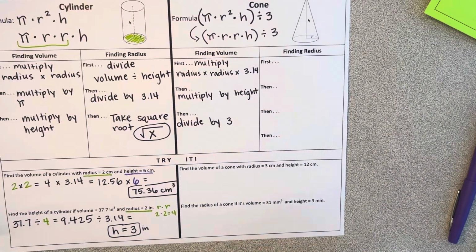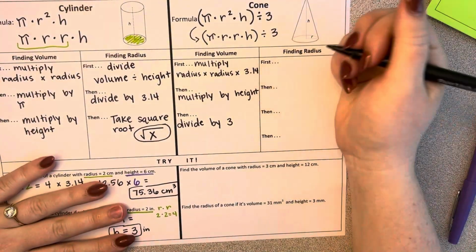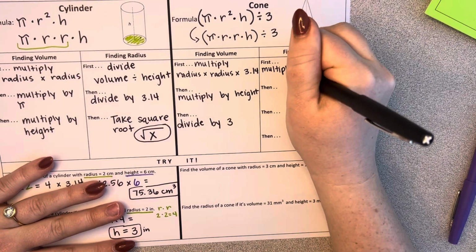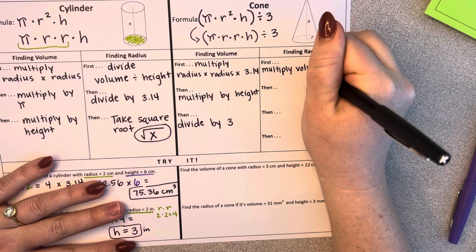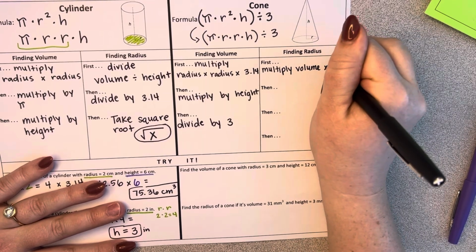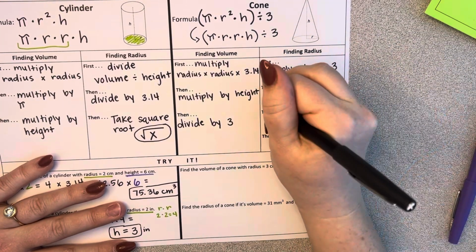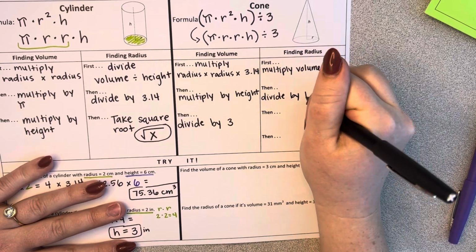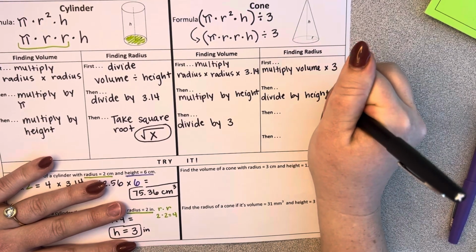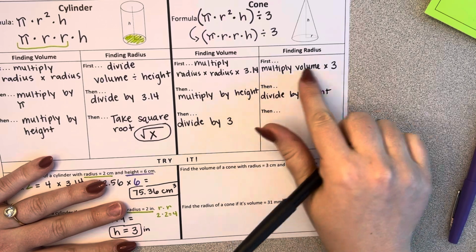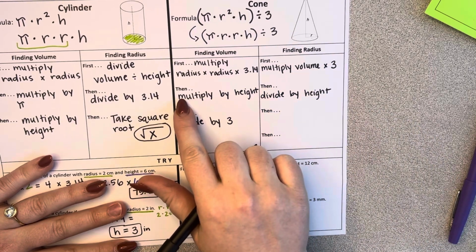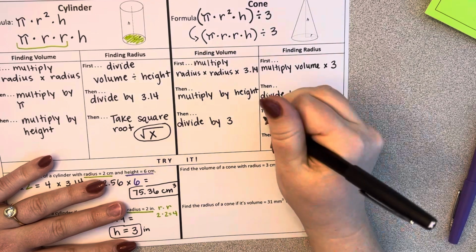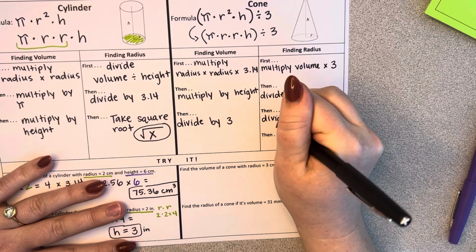Now, if you were to find the radius, first thing you would need to do is multiply the volume times 3. Then you would divide by the height. So I'm sort of just doing the opposite of what I have over here. Instead of dividing by 3, we multiply by 3. Instead of multiplying by the height, we are dividing by the height. Then instead of multiplying by 3.14, we divide by 3.14.